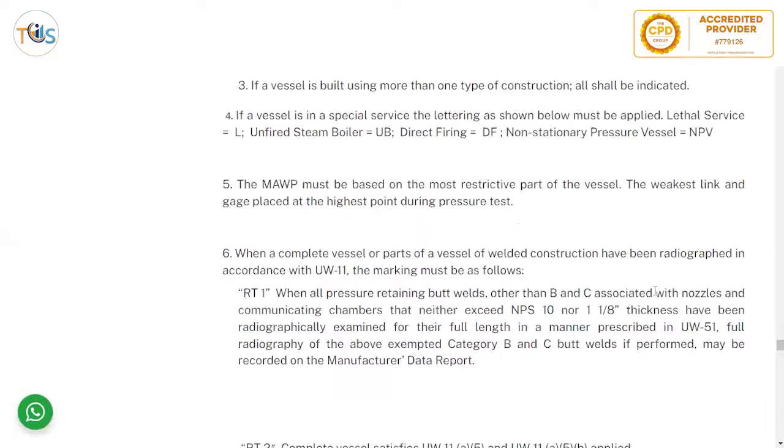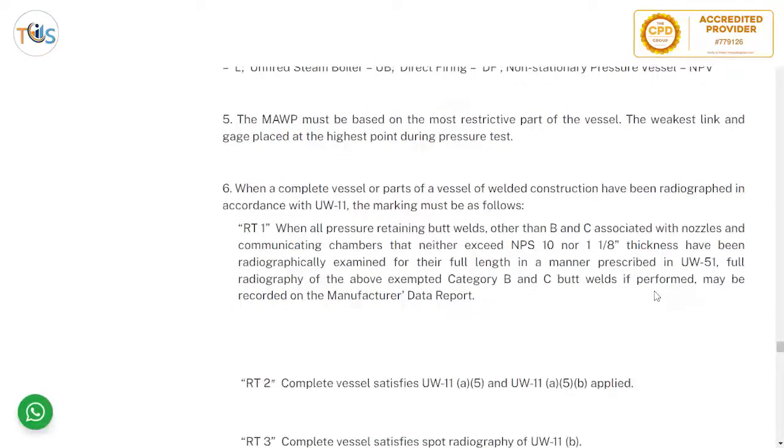If a vessel is in a special service, the lettering as shown below must be applied. For example, lethal service is L, hand-fired steam boiler is UB, direct firing is DF, non-stationary pressure vessel is MPV. You don't need to memorize these figures, it's just for your information. That's why we didn't highlight them. The maximum allowable working pressure must be based on the most restricted part of the vessel, the weakest link, and the gauge placed at the highest point during the pressure test.